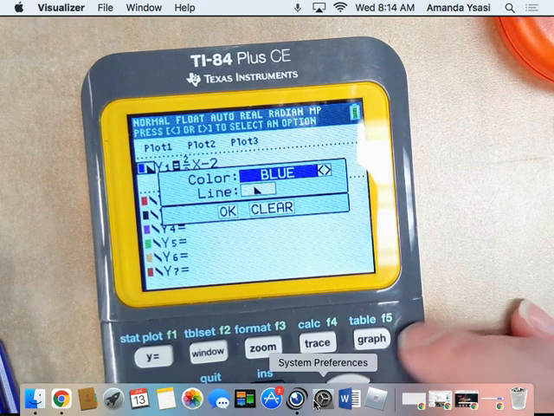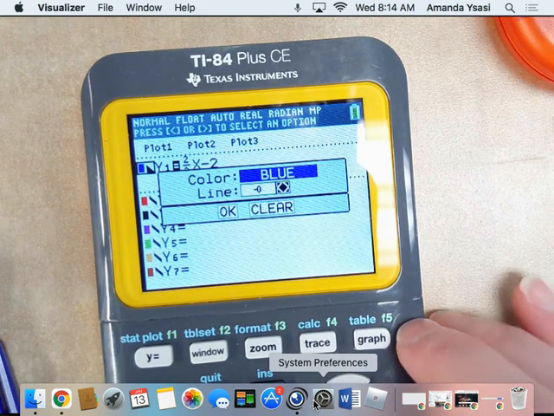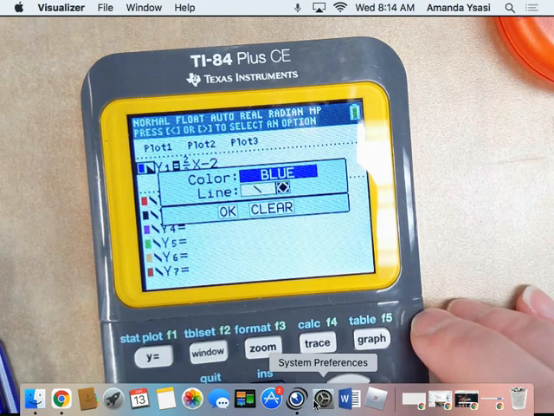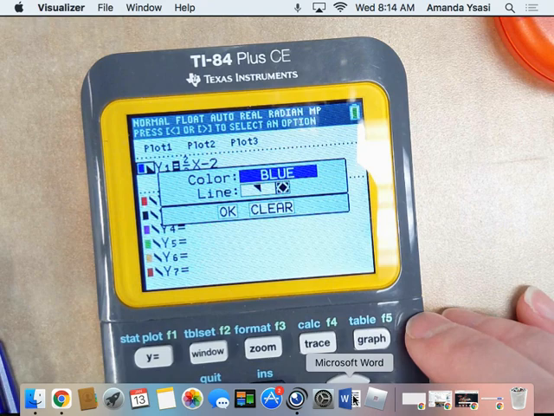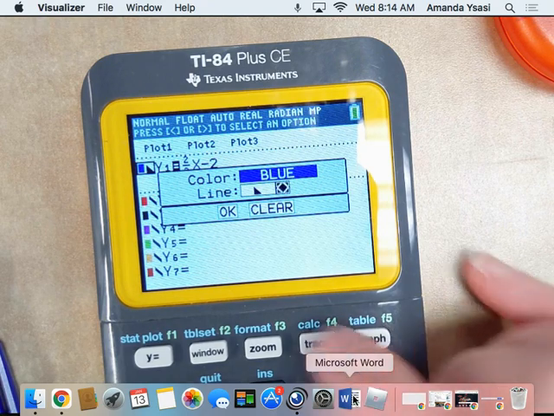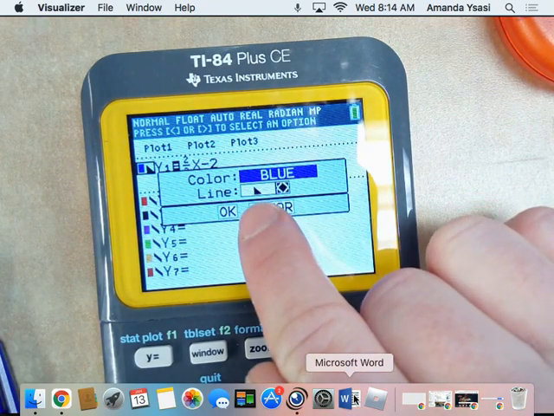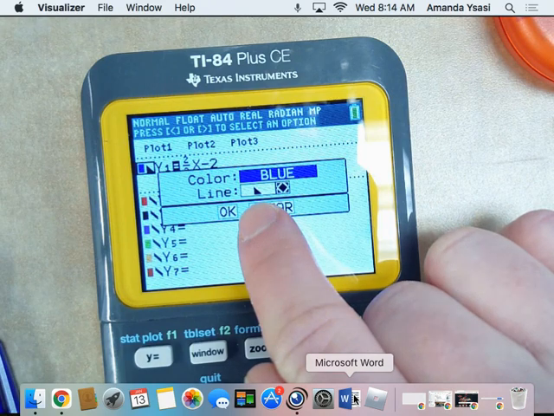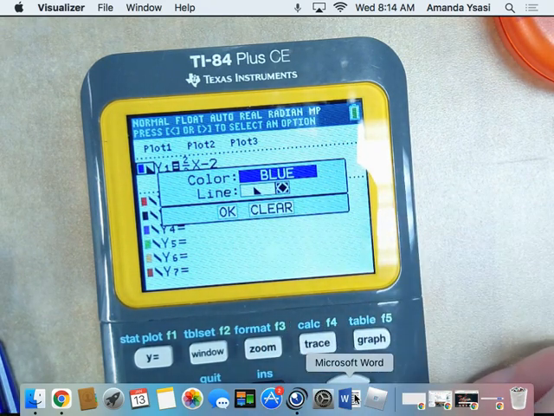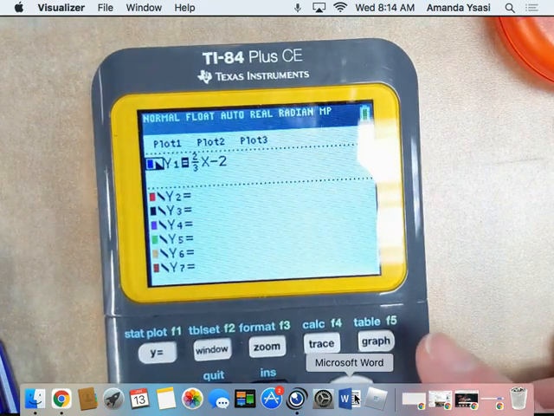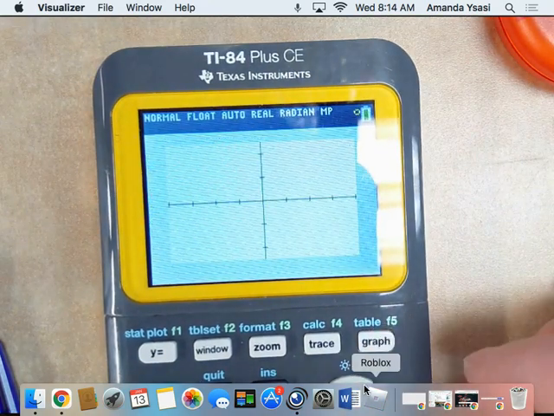Okay, so blue. And then down here, it's going to cycle through different options too. Because it's less than, we know it's going to be below. So the one that looks most like a line that has the shading of below would be a lower triangle on the left. So once you do that, then you can hit OK, hit graph, which I have mine zoomed in.